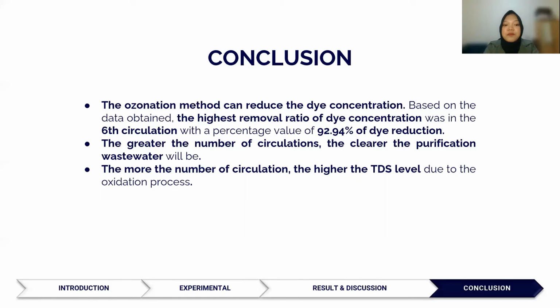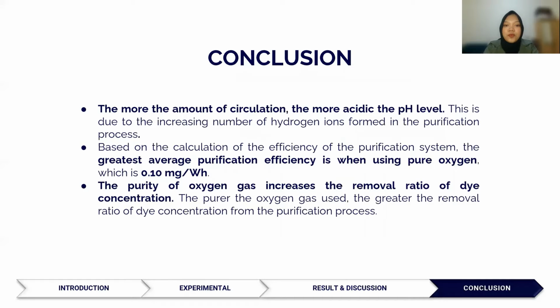The third is the more number of circulation, the higher the TDS level due to the oxidation process. The fourth is the more the amount of circulation, the more acidic the pH level, due to the increasing number of hydrogen ions in the purification process. The fifth is based on the calculation of the efficiency, the greatest average purification efficiency is when using pure oxygen, which is 0.1 milligram per watt hour.